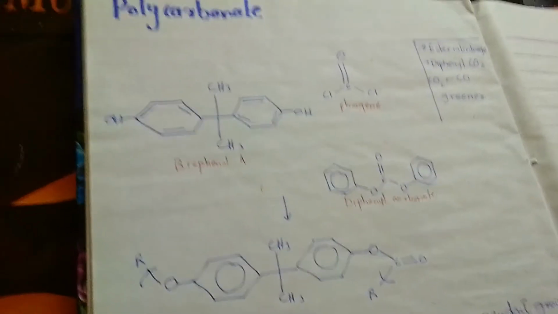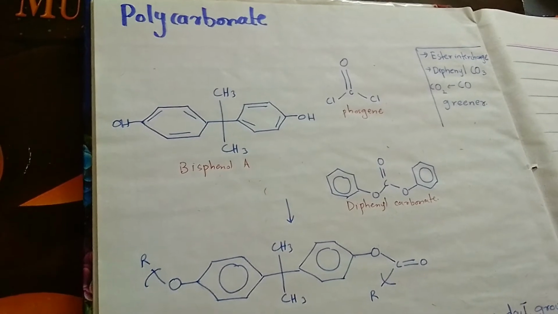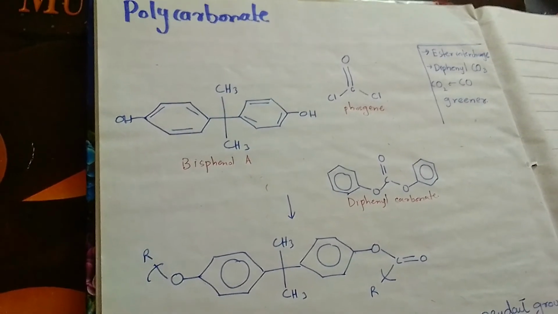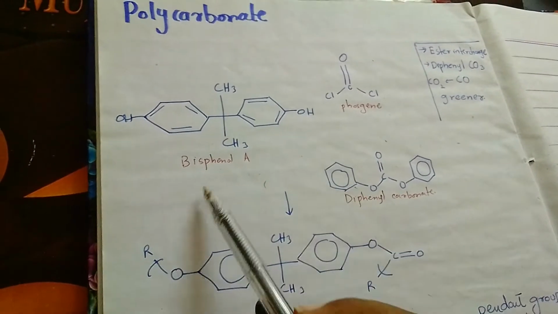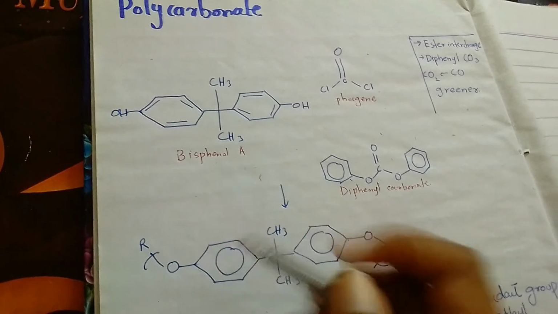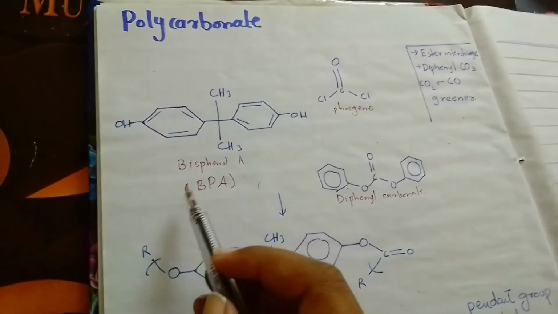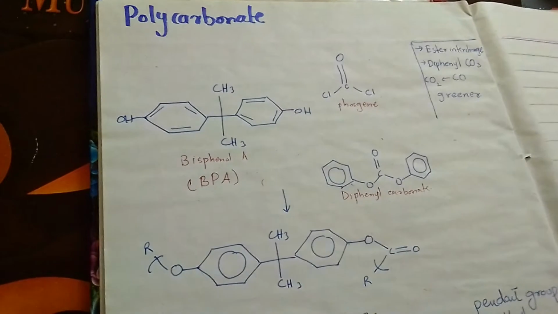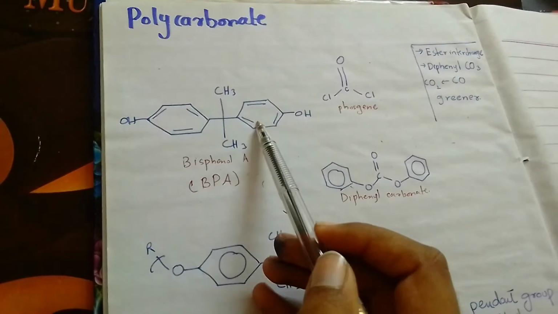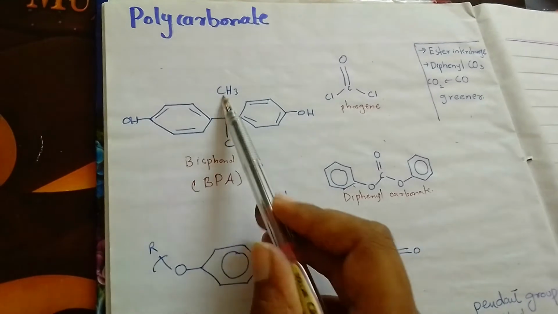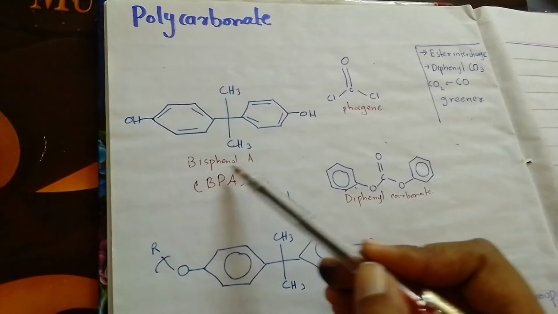It is one of the important polymers. So let's first discuss its synthesis. How can we synthesize the polycarbonate? For this purpose, we just need three things: bisphenol A, also known as BPA. This is bisphenol A. Its structure is simple, having two benzene rings, two OH groups, and two methyl groups. So this is basically bisphenol A.